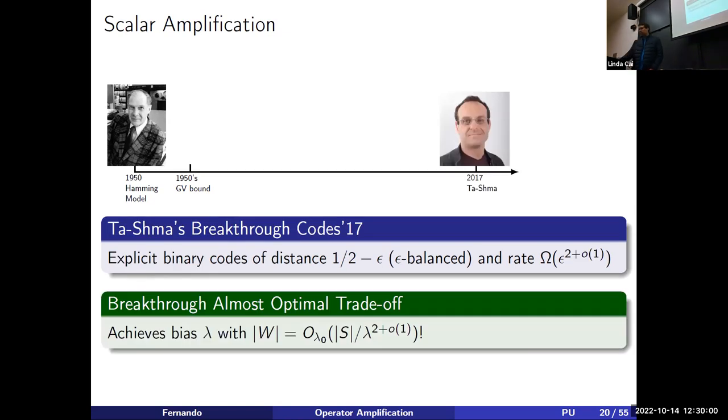And what Tashma got is something where instead of epsilon squared, there is a little o. And the little o comes from this part here in the amplification. It took many years for a construction that achieves quadratic, about lambda squared, to appear. In the 90s, we already had something that was polynomial in epsilon, then epsilon cubed. But really, about epsilon squared was with Tashma.